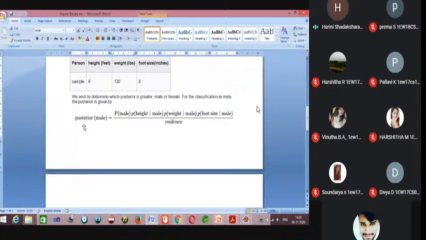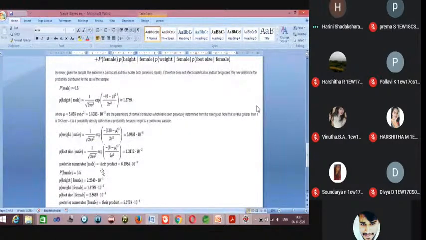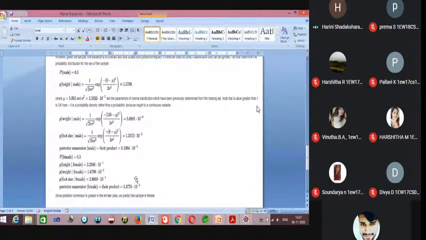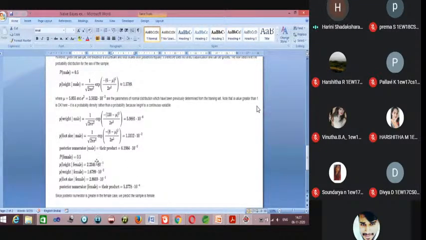But the posterior probability is given by this whole thing. You have to multiply them. Correct? So I'm just avoiding the evidence. Since the evidence is there on both sides and I'm comparing between them, you can ignore the evidence as of now. So I'm multiplying 1.5709 into 0.5, 0.5 into 1.5789 into 5.9881 into 10 power minus 6 into 1.3112 into 10 power minus 6. So this is the product I get. Similarly, I multiply all of them for female and this is the product I get.